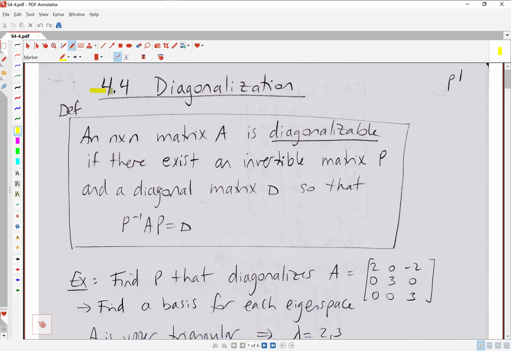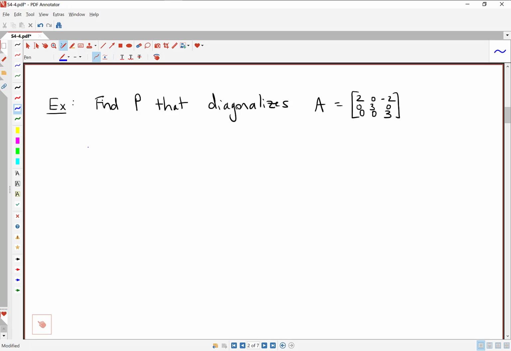In this video, we're going to discuss diagonalization. So let's start with a definition. A square matrix A is diagonalizable if there exists an invertible matrix P and a diagonal matrix D so that P inverse AP is equal to D.